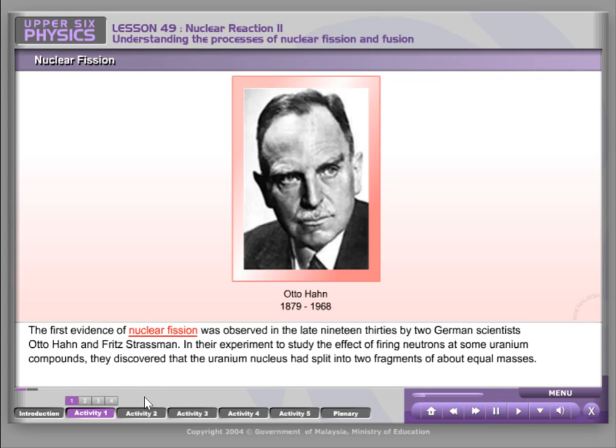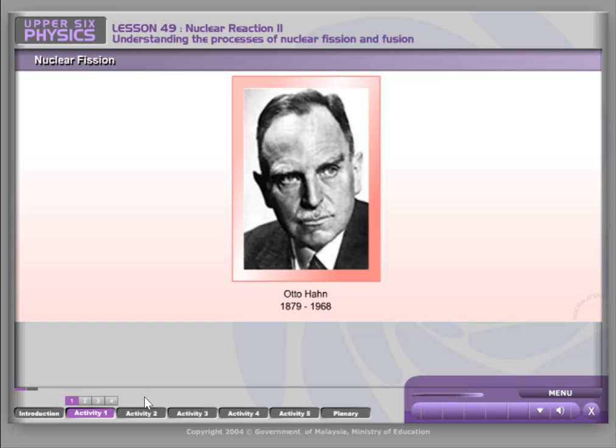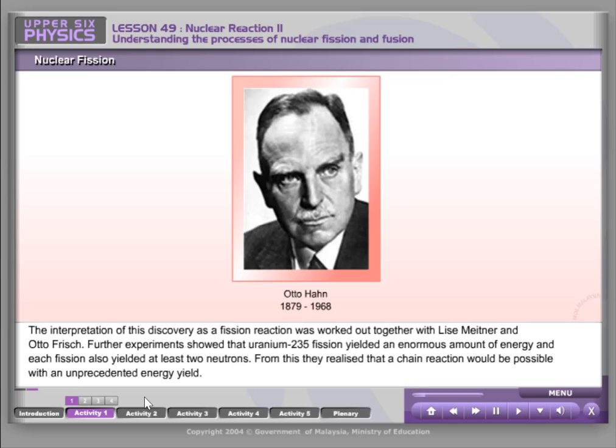The first evidence of nuclear fission was observed in the late 1930s by two German scientists, Otto Hahn and Fritz Strassmann. In their experiment to study the effect of firing neutrons at some uranium compounds, they discovered that the uranium nucleus had split into two fragments of about equal masses. The interpretation of this discovery as a fission reaction was worked out together with Lise Meitner and Otto Frisch.